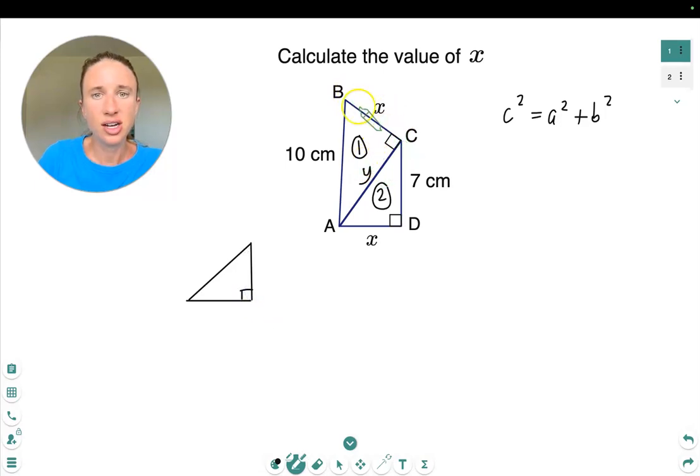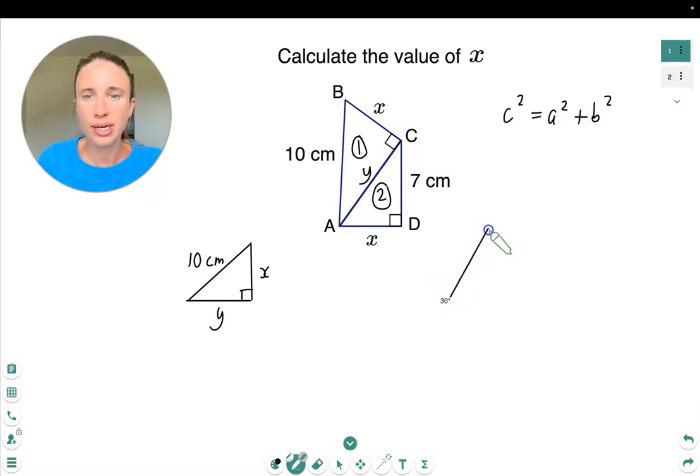So this side is x. This is our hypotenuse opposite the right angle. And this side is y. And then we may as well draw our other triangle. I'm just going to separate it. Our goal is to come up with two equations because we have two unknowns, and then we're going to solve simultaneously. I'm just looking at this triangle. This is x, 7, and y.